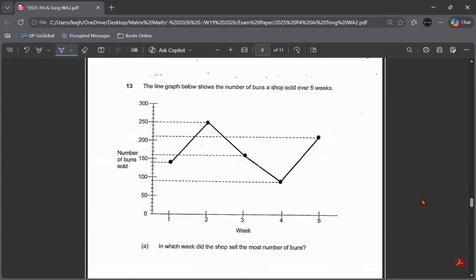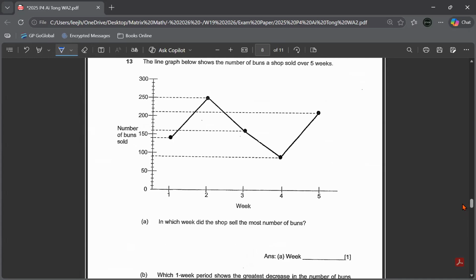Question number 13. Sorry, let me adjust. Okay, question 13. The line graph below shows the number of buns in the shop over 5 weeks. So these are the number of buns and these are the number of weeks. So before we do anything for graphs, be it bar graphs, picture graphs, line graphs, we have to write down the values for each of them so that we will not make careless mistakes.